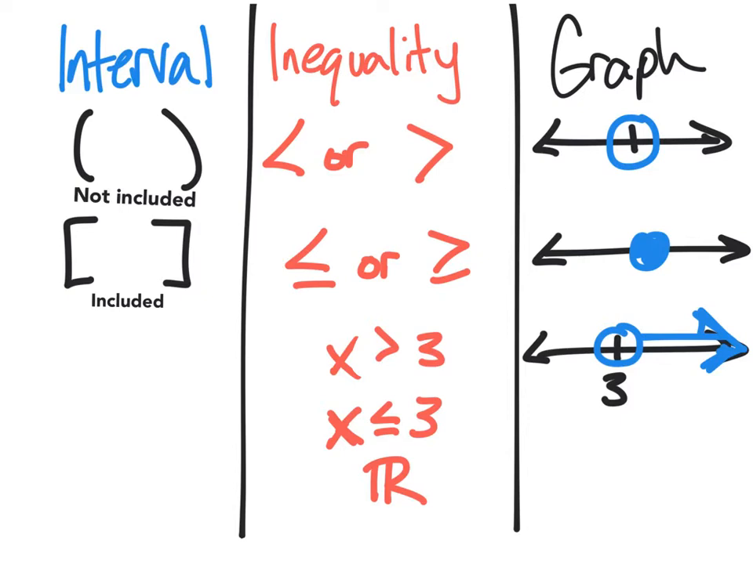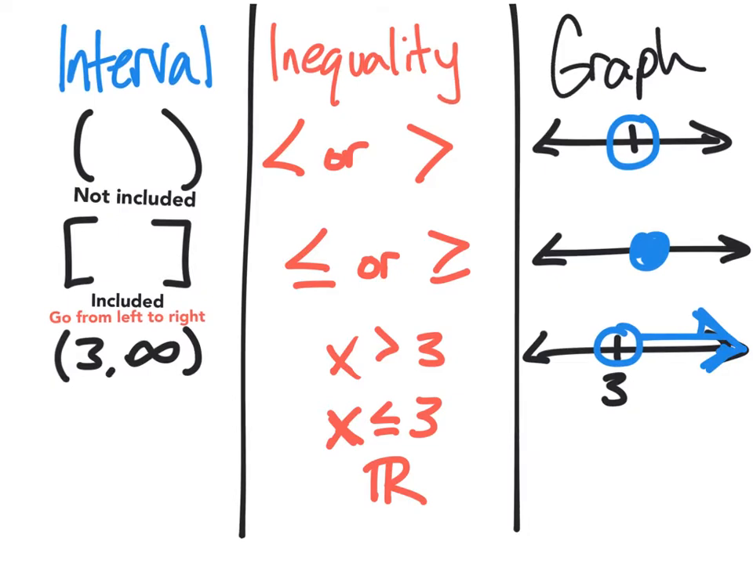Well, we go from left to right with interval. And on this graph, starting from left to right, the very first thing that we see is the 3. So this 3 is not included, and it never stops, so it goes off to infinity. Then we have to think, okay, does infinity get a parentheses or bracket? You can't actually get to infinity, so it gets a parentheses.